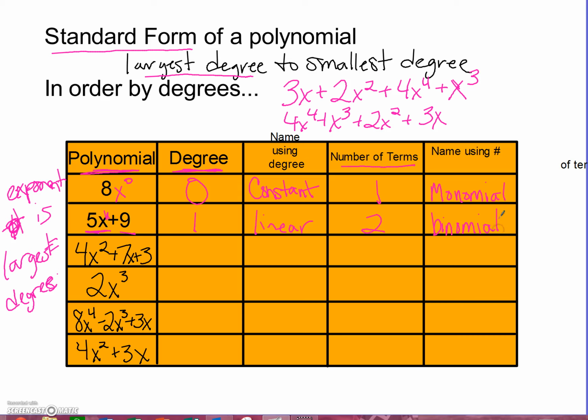Binomial. All right, so let's start backwards on this one. We have 1, 2, 3 terms. So that would be 3 being trinomial.